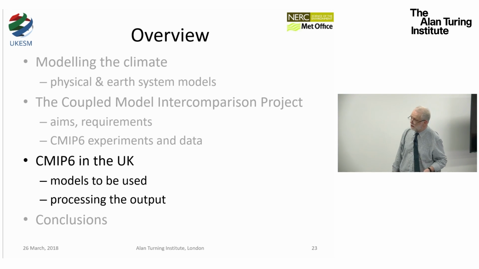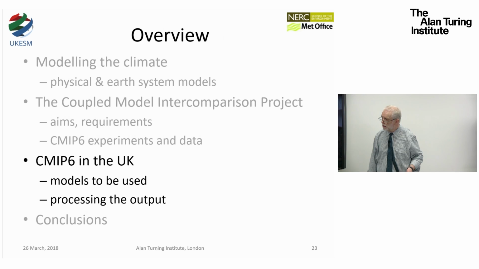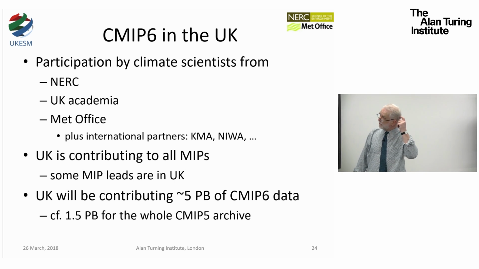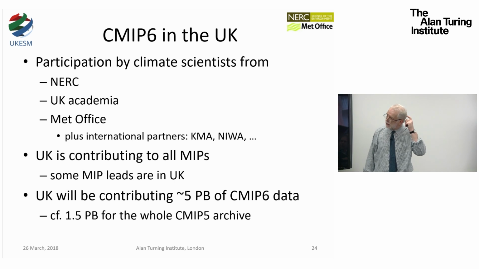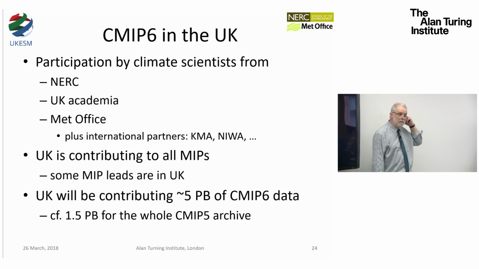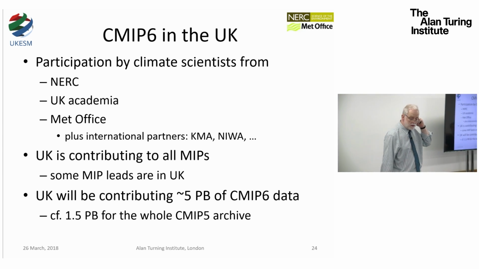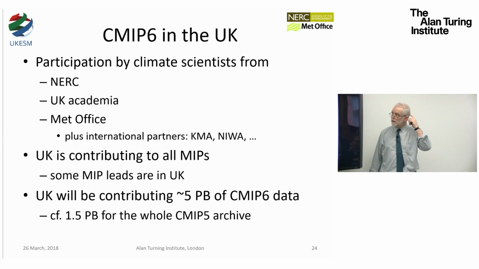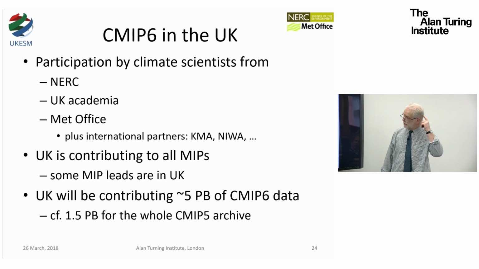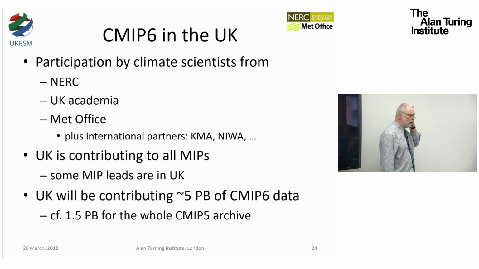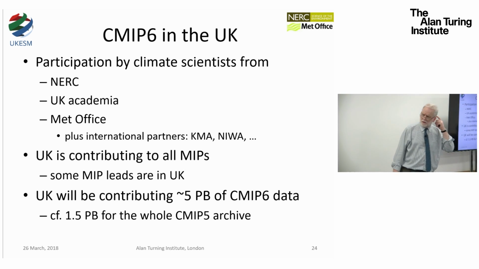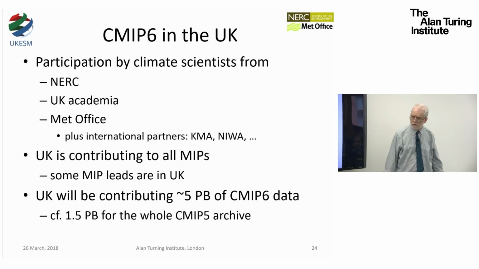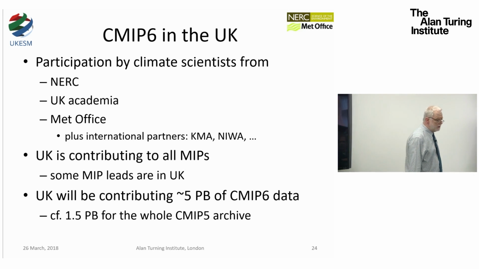Now, let me tell you what we're doing in the UK. Models to be used. So who's doing CMIP? Well, we all are, really. The Natural Environment Research Council, UK academia, the Met Office, plus some people who aren't even in the UK. Some of our international partners, KMA in Korea and NIWA in New Zealand, are contributing to CMIP6 in the UK using our models. They're helping us with that. As I said, the UK, although it's a small, vibrant country, is punching above its weight in terms of climate science, because it's decided it wants to contribute to all the MIPs, which is lovely. Some of the MIP leads are actually in the UK.